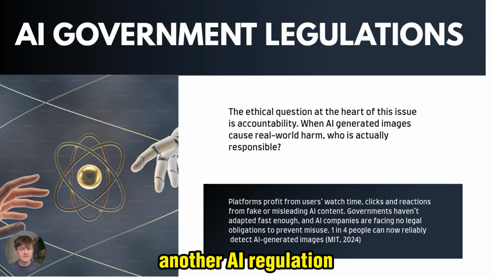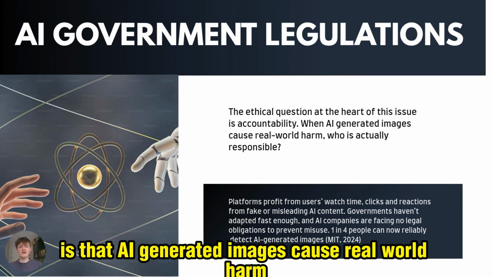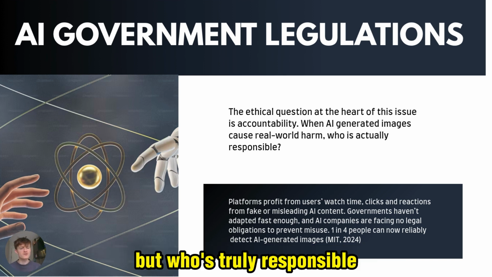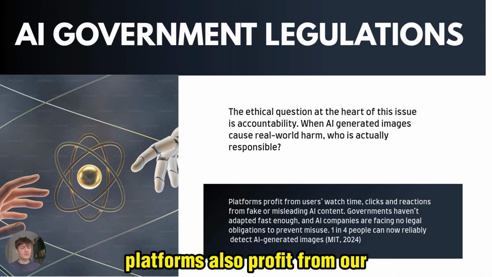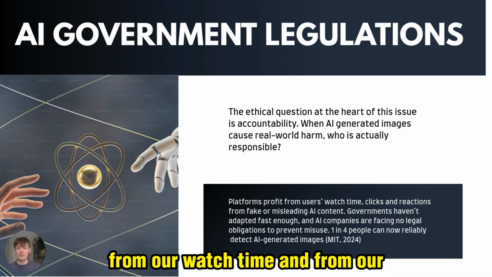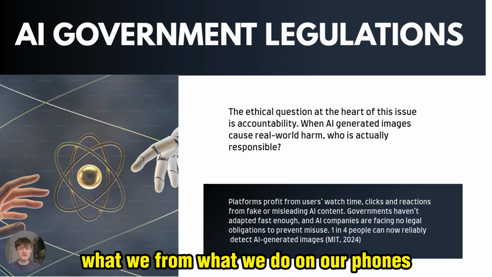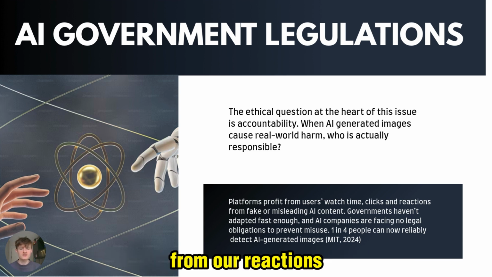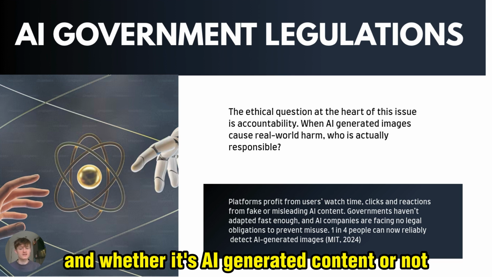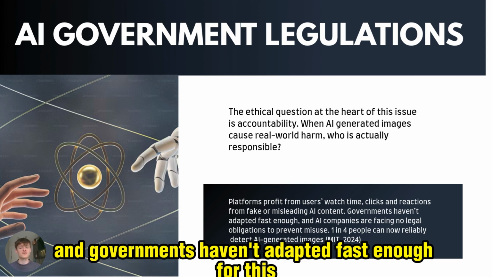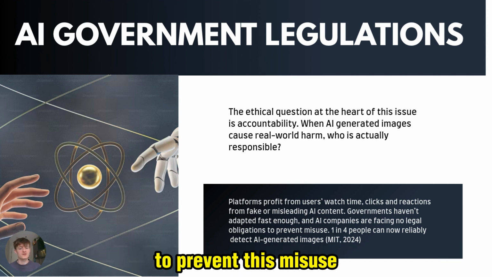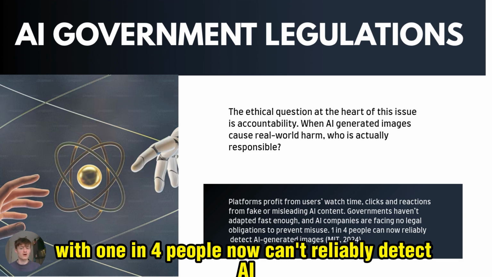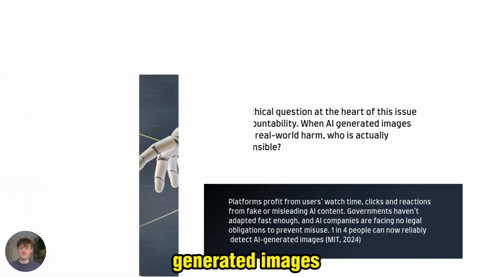Another AI regulation issue is that AI generated images cause real world harm. But who's truly responsible? Since there's little regulation here at the moment, platforms also profit from our watch time and from what we do on our phones, from our reactions, whether it's AI generated content or not. And governments haven't adapted fast enough, with AI companies facing no legal obligations to prevent this misuse. With 1 in 4 people now unable to reliably detect AI generated images.